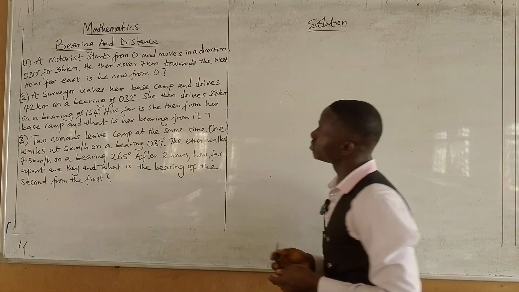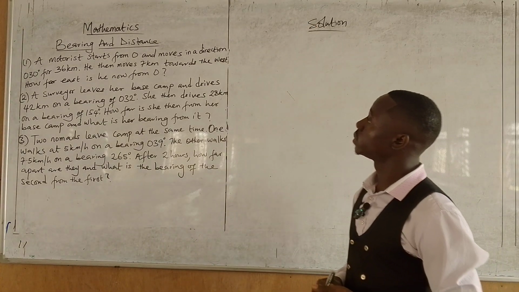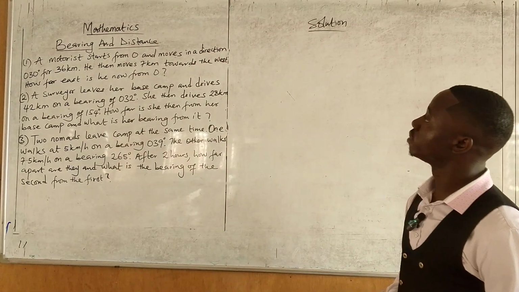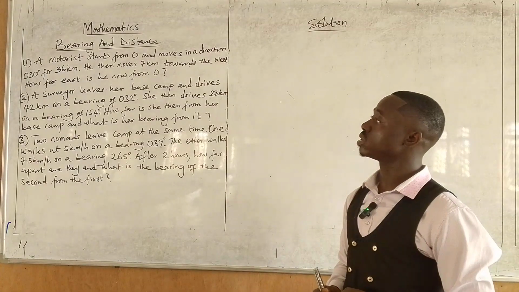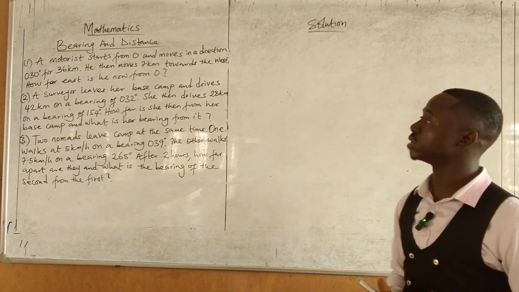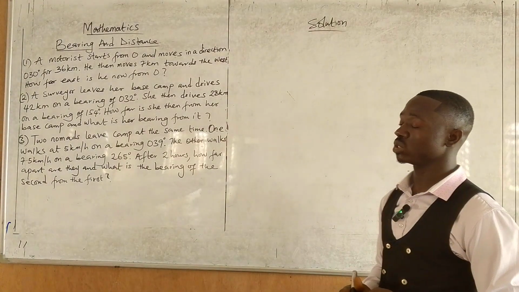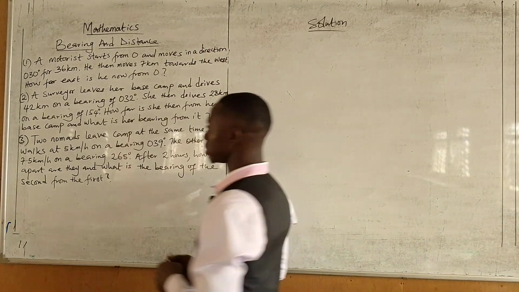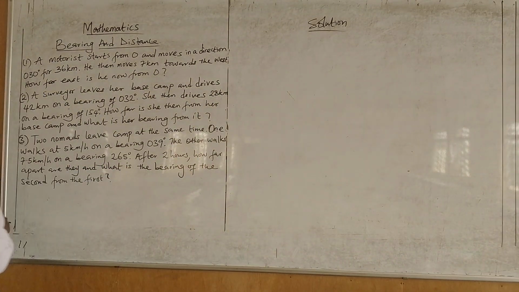Question number 1 says a motorist starts from O and moves in a direction 030 degree for 36 kilometers. Now 030 means 30 degree. This is how we write the bearing for acute angles. This is called Surveyor's bearing. So 030 means 30 degree.